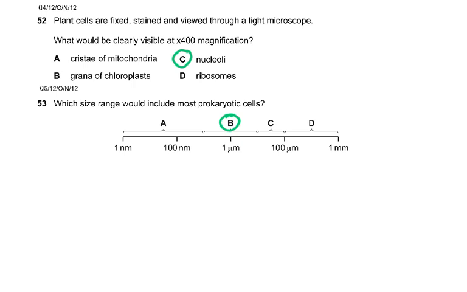Plant cells are fixed, stained, and viewed through a light microscope. What would be clearly visible at a 400 magnification? You can't see these details: cristae of mitochondria, grana of chloroplast, ribosome. This was the largest thing that you could have seen, so it was nucleoli.